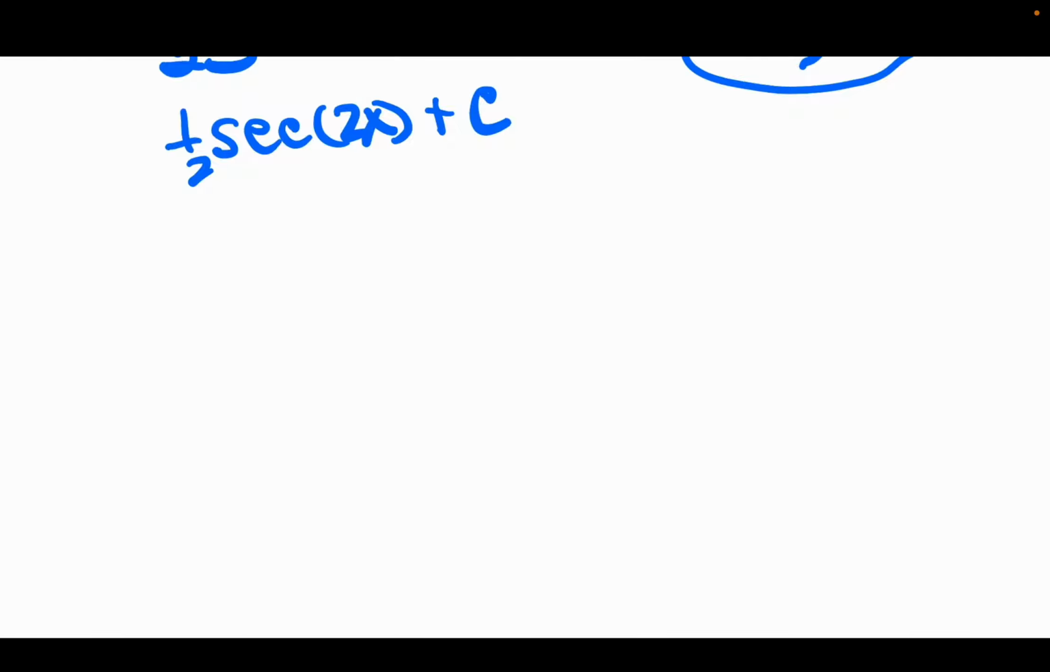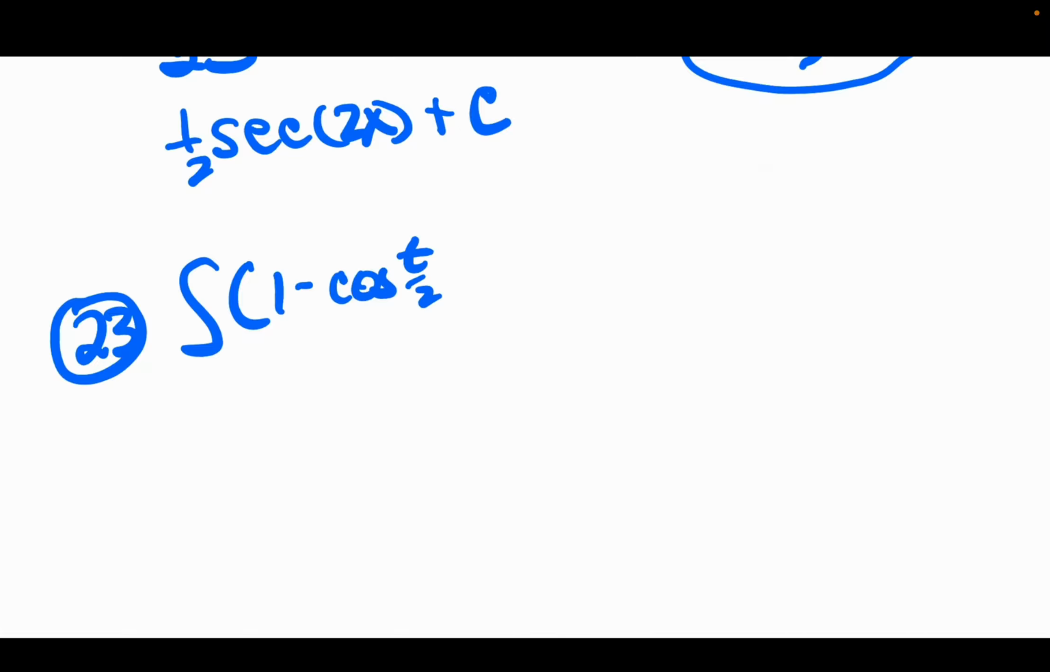All right, now let's skip for a minute to number 23, and then we'll go back to 21. All right, 23, just for some consistency, 23 is 1 minus cosine t over 2 to the second power, and then you have sine of t over 2 dt. Your variables will always match up.